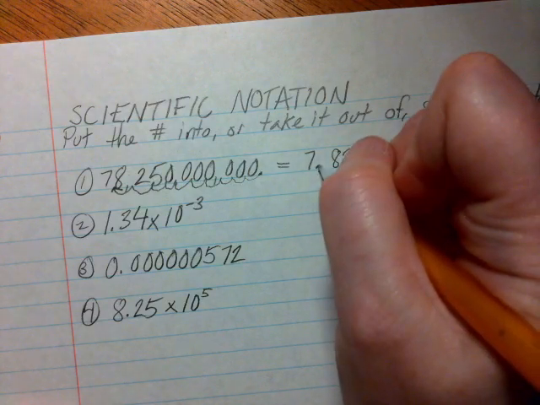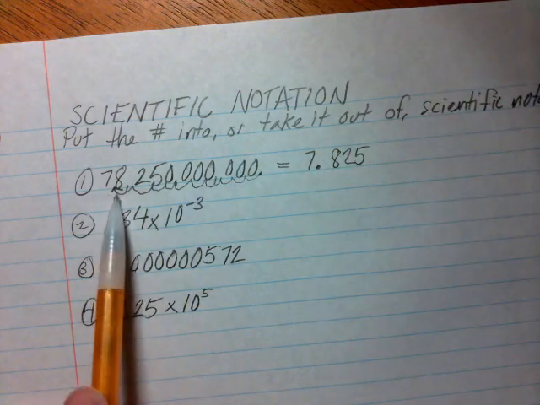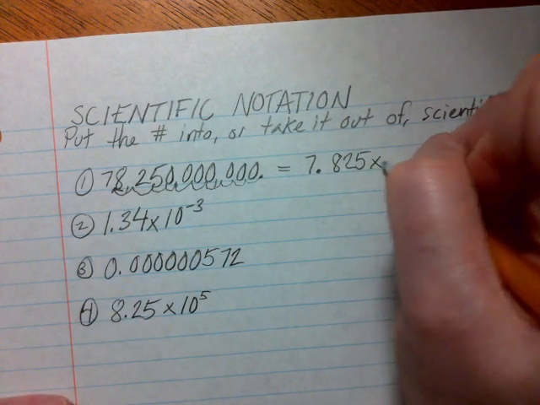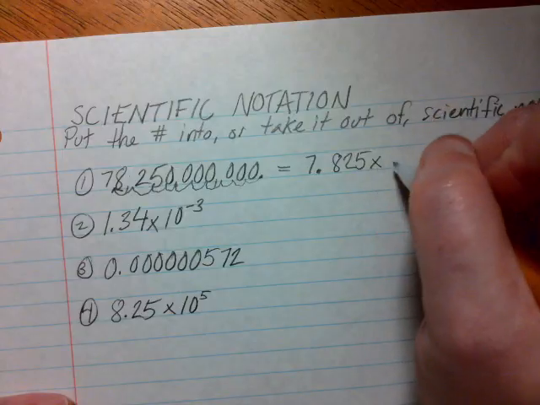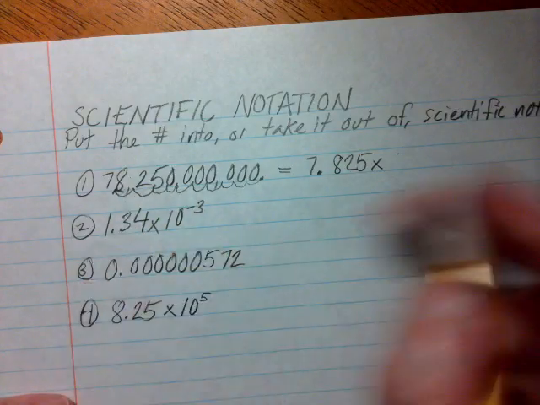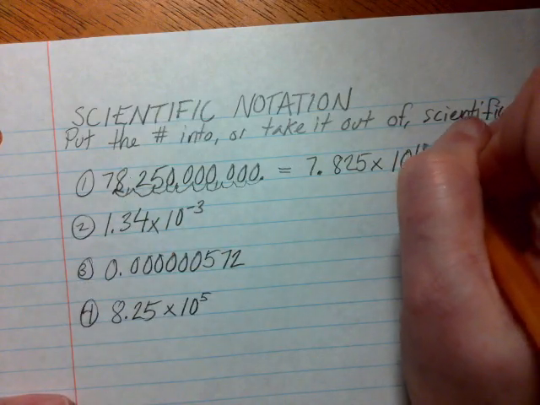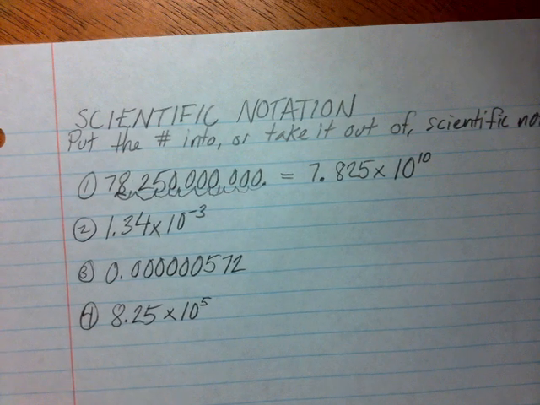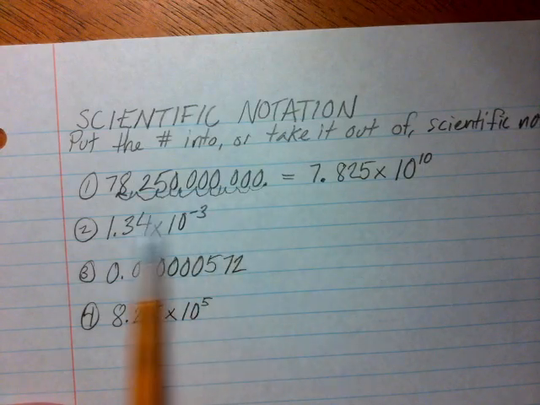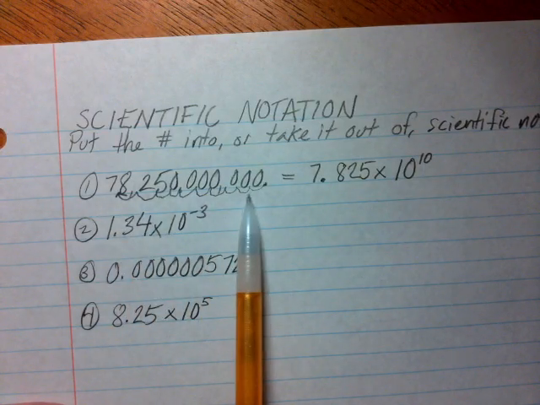But somehow this needs to be the same number as the one that I started with. So the way you make this happen is to multiply 7.825. How many places did I move? 1, 2, 3, 4, 5, 6, 7, 8, 9, 10. If I multiply by 10 to the 10, so in other words, multiply by 10 10 times, then that would make this 7.825 get bigger and bigger until it's as big as this one.